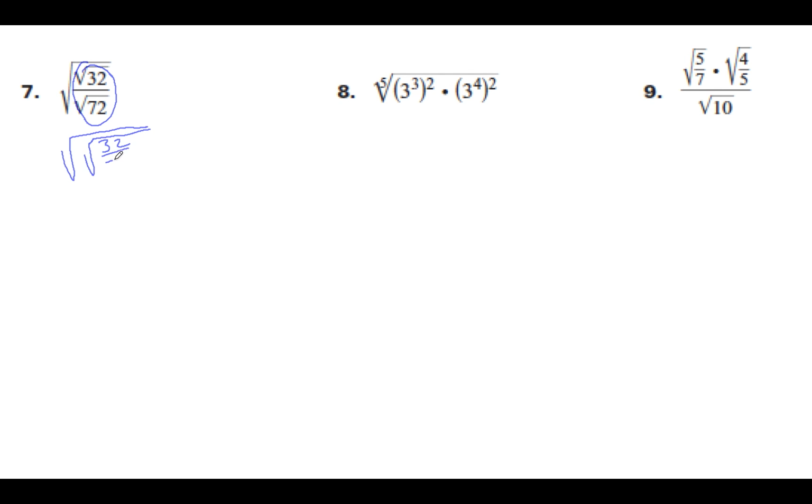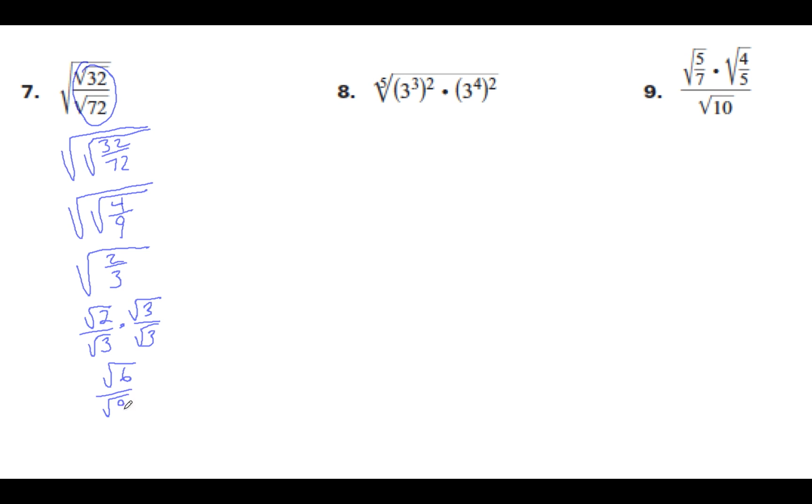32 over 72. 32 over 72 reduces to 4 over 9. Square root of 4 over 9 is 2 over 3. I'm going to split this up. That's the square root of 2 over the square root of 3. Now I have radicals on the bottom, so we're going to rationalize the bottom by multiplying by root 3 over root 3. So the top is going to become root 6. Bottom is root 9. Simplify: root 6 over 3. Then we're done. Okay, I'm going to work from the inside out.